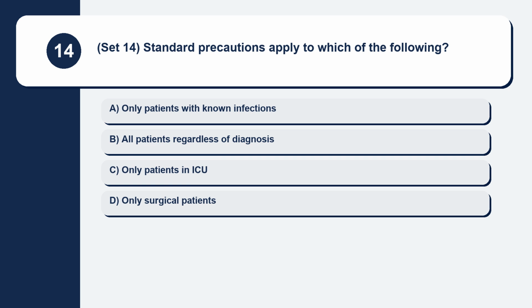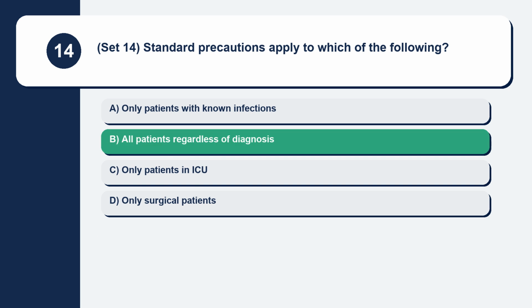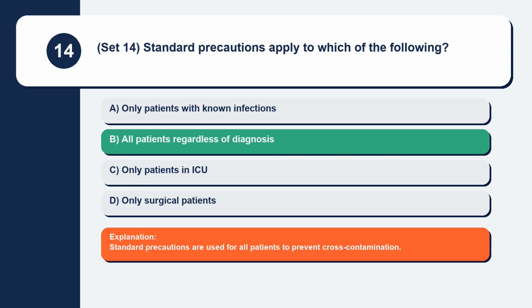Question 14, Set 14. Standard precautions apply to which of the following? Only patients with known infections, all patients regardless of diagnosis, only patients in ICU, only surgical patients. Standard precautions are used for all patients to prevent cross-contamination.